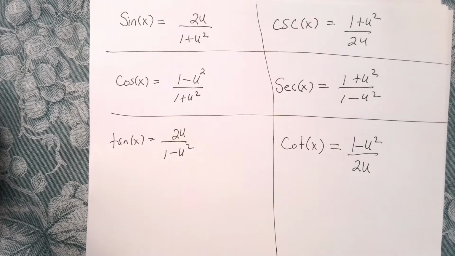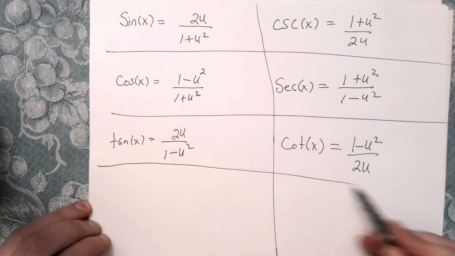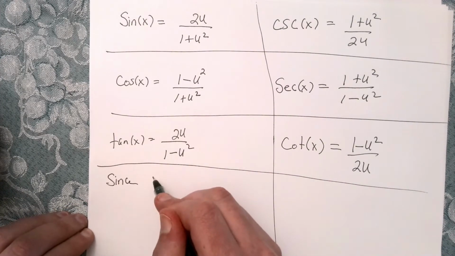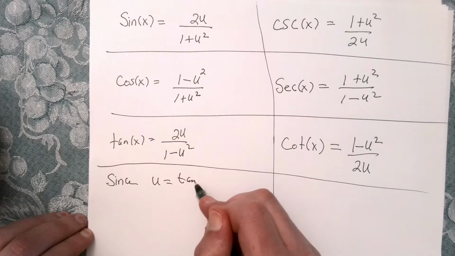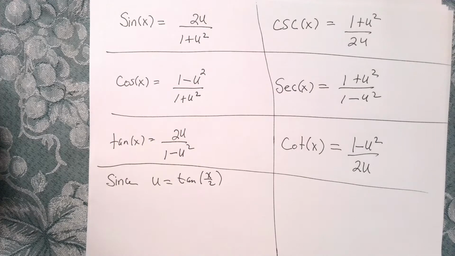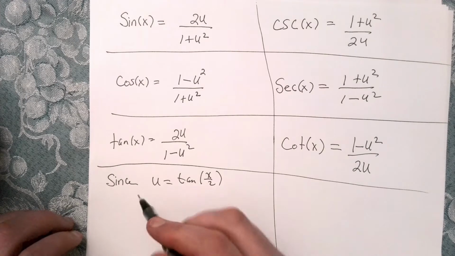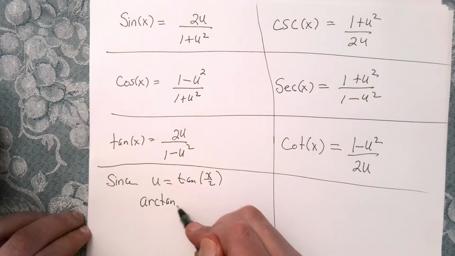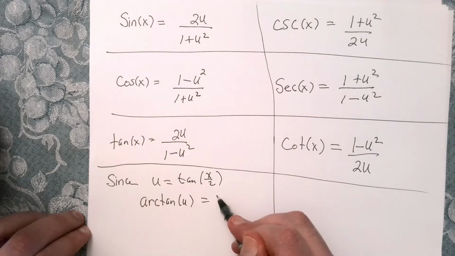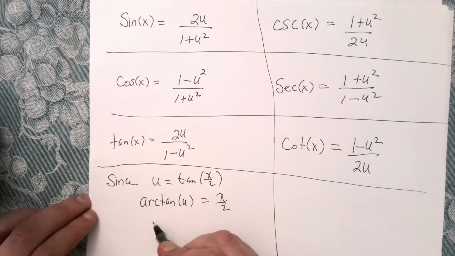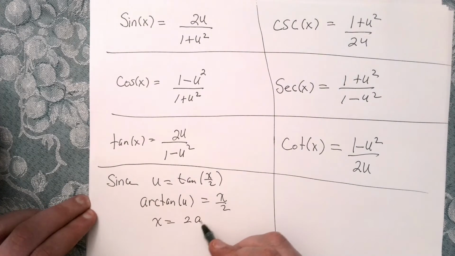Okay, so maybe I want to make some more observations here. So that seems nice. And yeah, let's note something. I'm going to say since u is equal to tangent of x over 2, we have the following. So we could write this in terms of its inverse function, arctan. Let's do that. So arctan of u should be x over 2. And then we could just solve for x, right? We could say that, well, x is equal to 2 arctan of u.